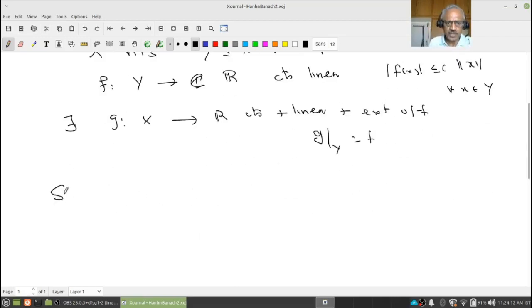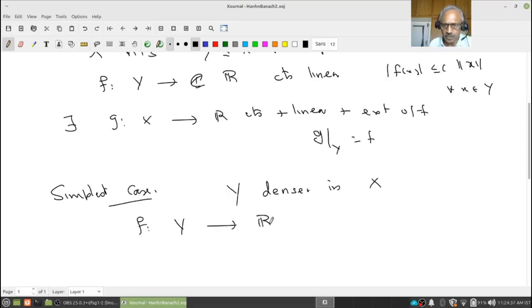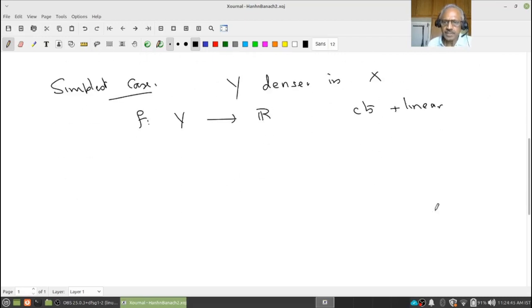What is the simplest case I can think of? Simplest case, of course, is if Y happens to be X, right? What is the next simplest from the topological point of view? Suppose Y is dense in X. Okay, then it's very easy. Let us assume f is therefore from Y to R, or even over C, does not matter.